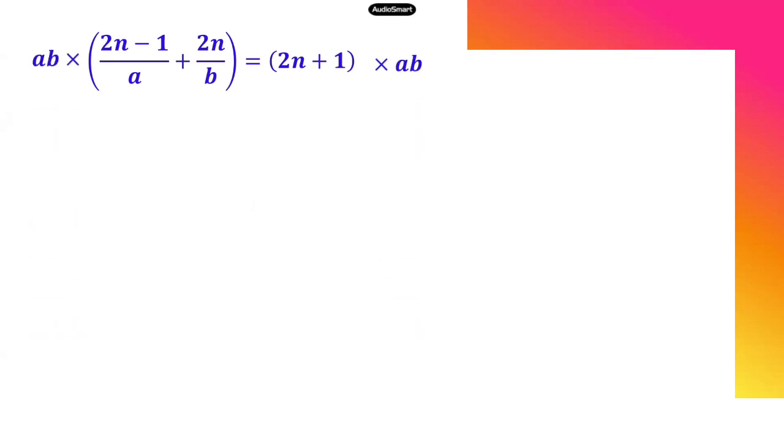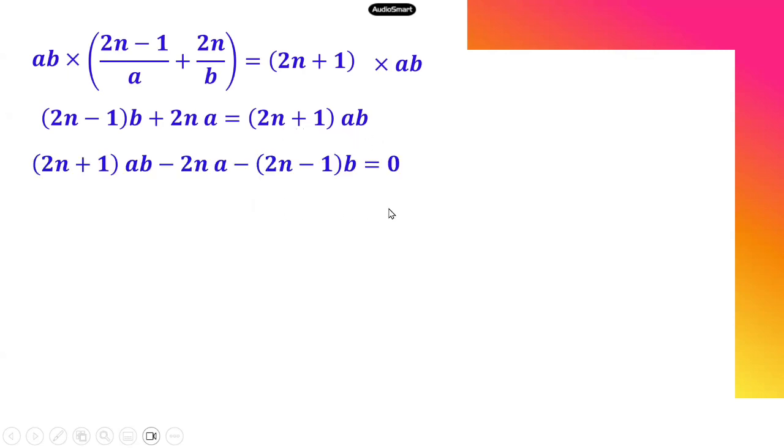So let's start with this. It was given that you have to find a and b from this equation. To simplify, let's multiply both sides by a and b to make it free of fractions. When you simplify this product, you get (2n minus 1) times b plus 2na equals (n plus 1)ab. We'll take it to the other side and get (n plus 1)ab minus 2na minus (2n minus 1)b equals 0.